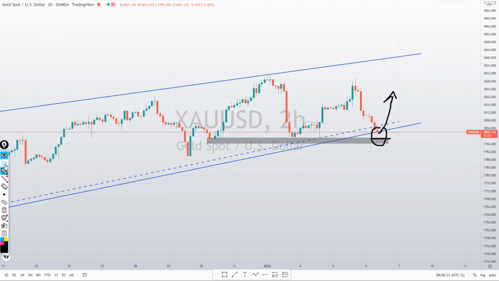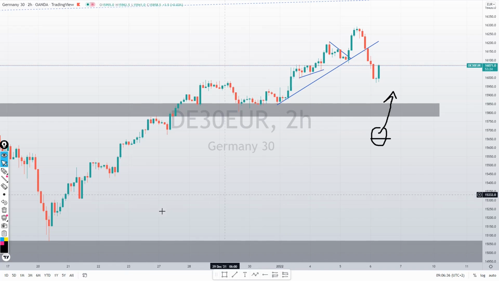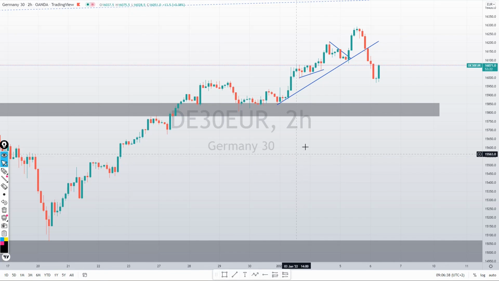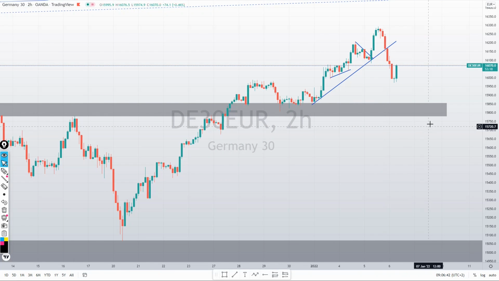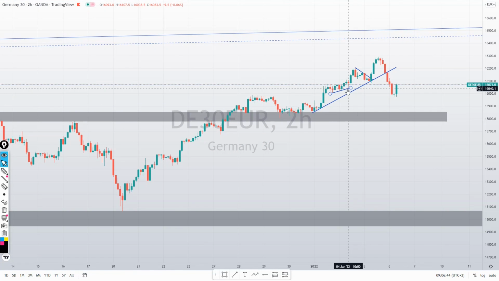So let's move to the next one. Why? Because we don't want to waste your time on one thing. So here we are on German 30. German 30, it's also crazily pushing up, guys. It's like seriously pushing up. So what's really happening here?